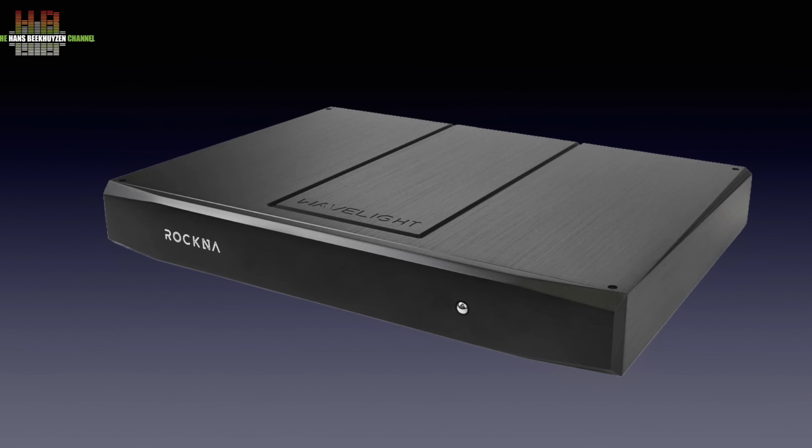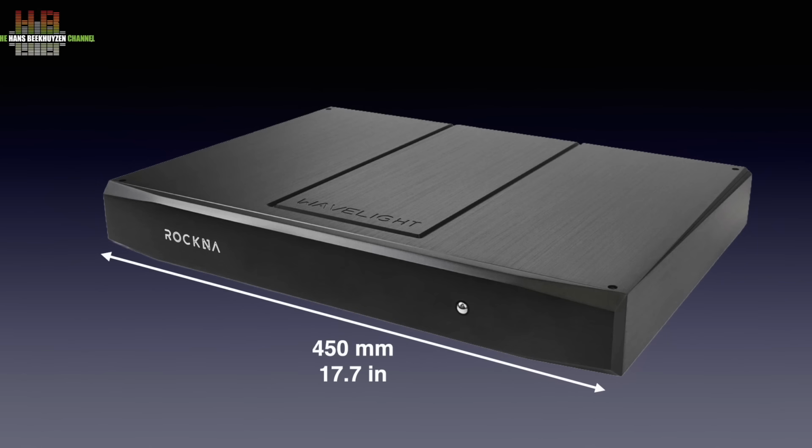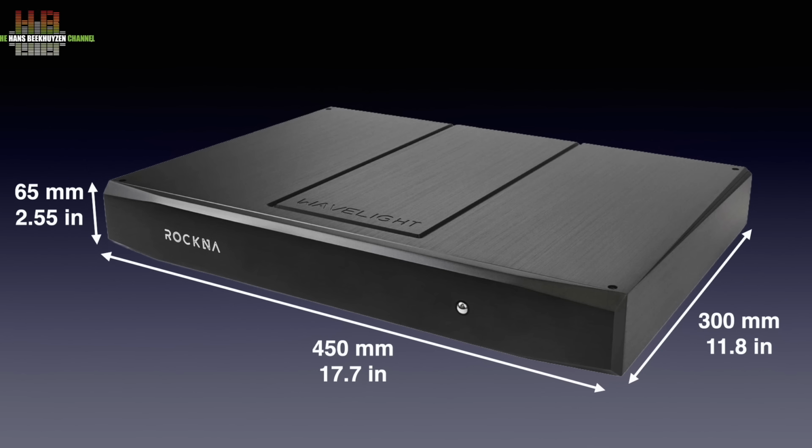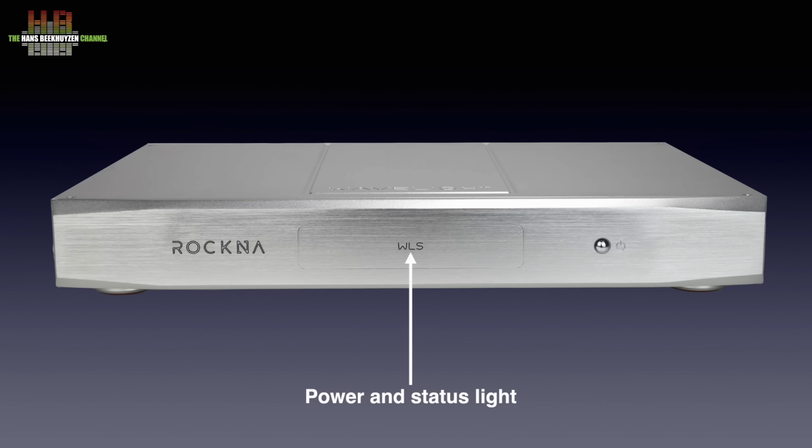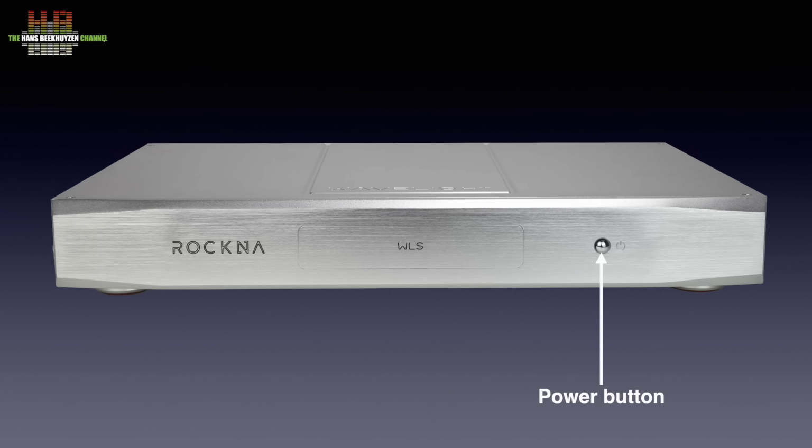Like the WaveDream reference network players, the Wavelight server is available in black and silver. The sturdy all-metal cabinet measures 450 by 300 by 65 mm and weighs 9 kilos. The logo on the front lights up when it's powered on. The color and blinking shows the status. A nice metal ball functions as a power button.